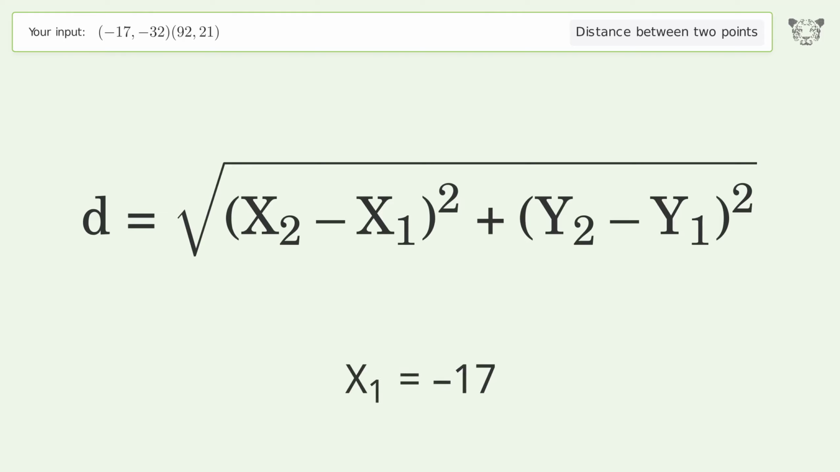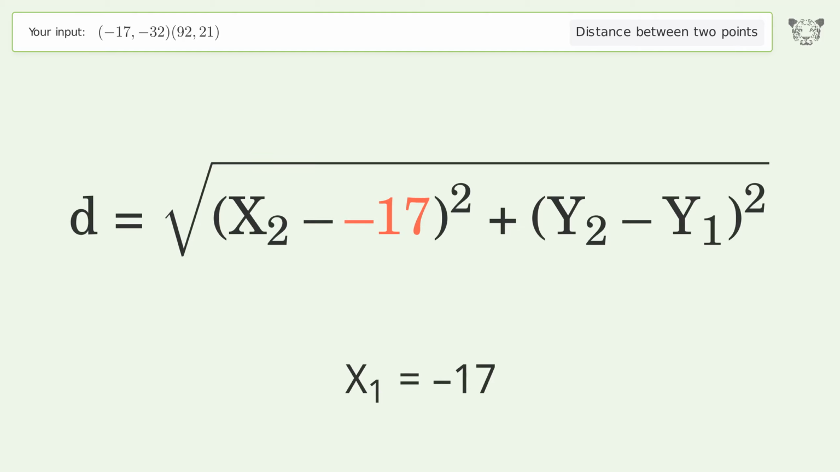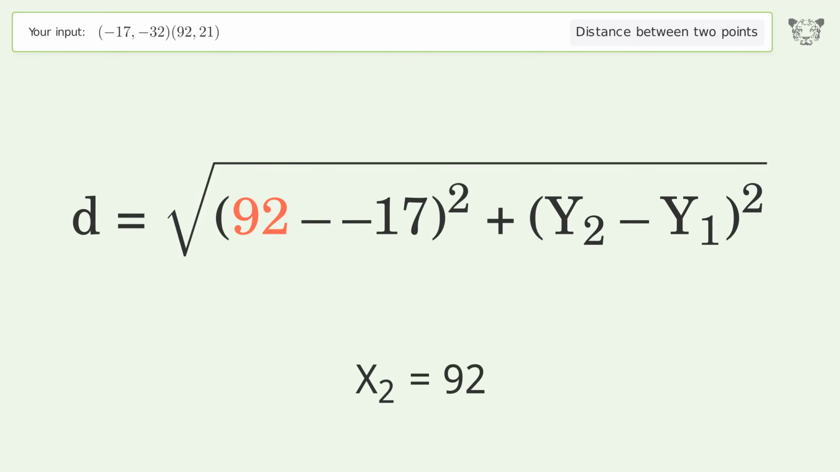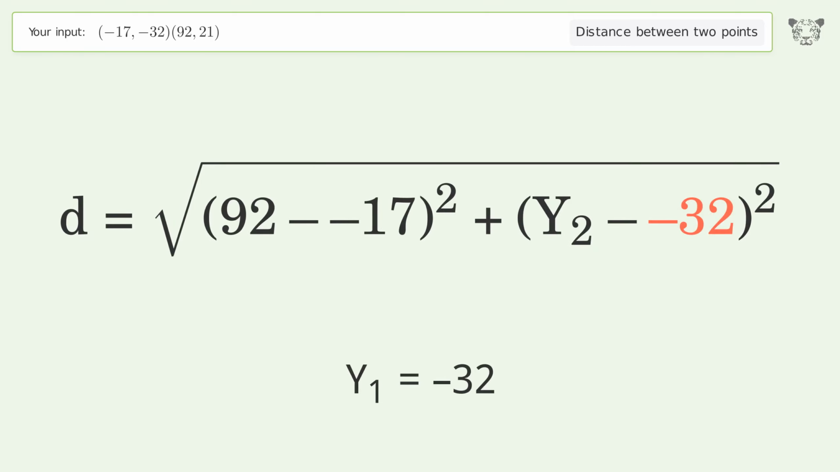x1 equals -17. x2 equals 92. y1 equals -32. y2 equals 21.